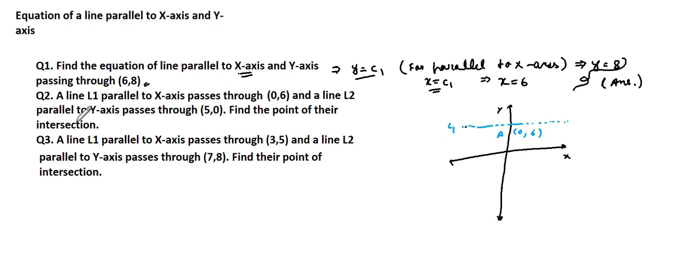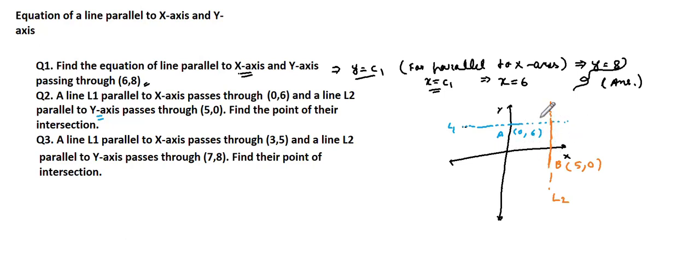And the other line is parallel to y-axis, right? It passes through 5, 0. So let's take the point something here, which will turn out to be B, and we can say it as 5, 0. And this one is our L2. I have drawn it in dotted line, right? This one is L2, this one is L1.